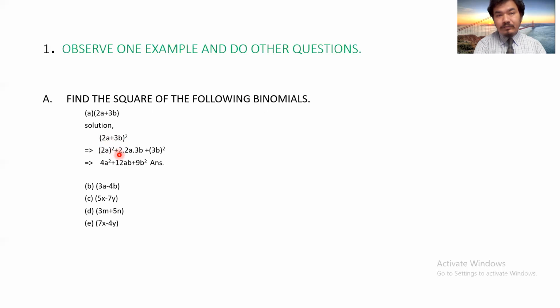Then plus 2ab. In the formula we have 2 into a into b. So write 2 into (2a) into (3b), plus (3b) whole square. This 3b also we have to put in brackets compulsorily. If you don't put brackets, that will be the square of only b. That's why it is very important to use brackets here.